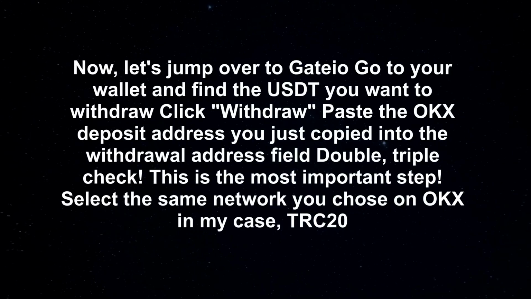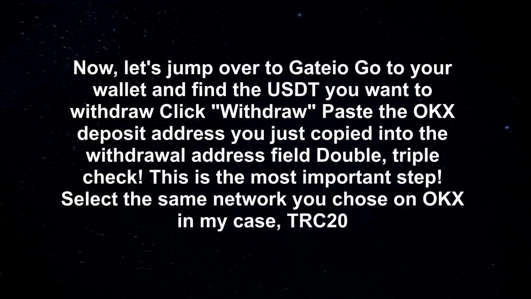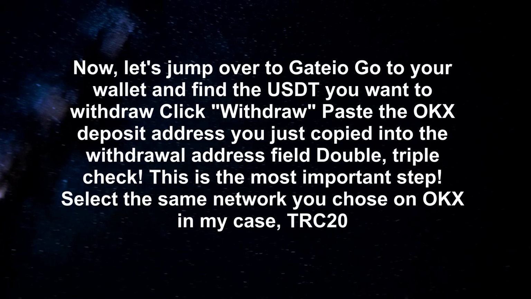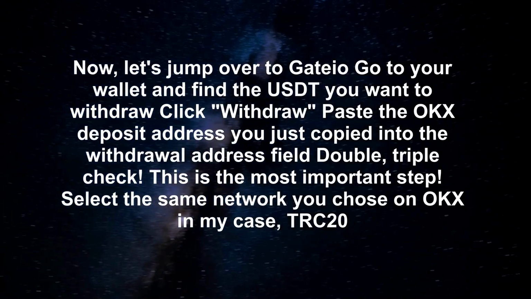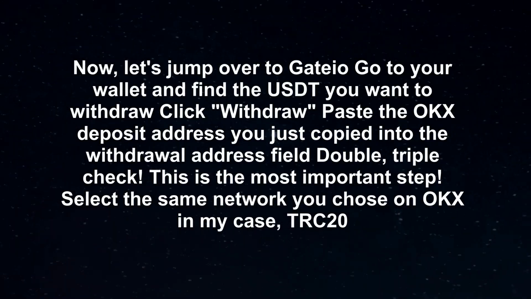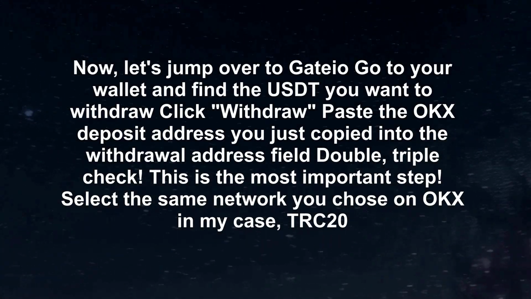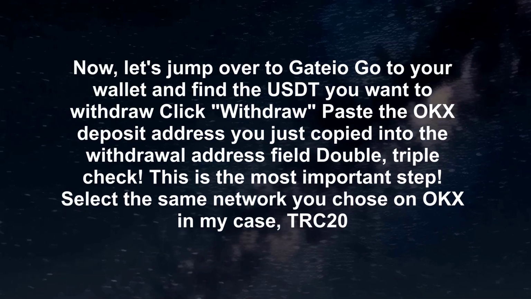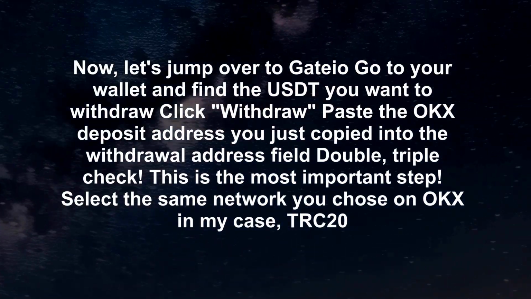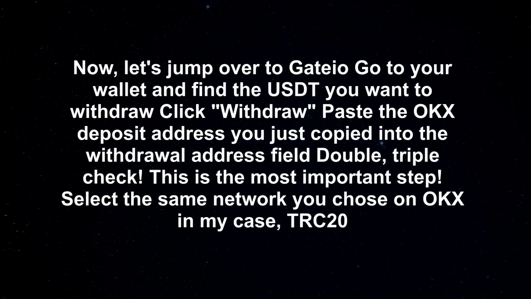Go to your wallet and find the USDT you want to withdraw. Click Withdraw. Paste the OKX deposit address you just copied into the withdrawal address field. Triple check. This is the most important step. Select the same network you chose on OKX, in my case, TRC20.